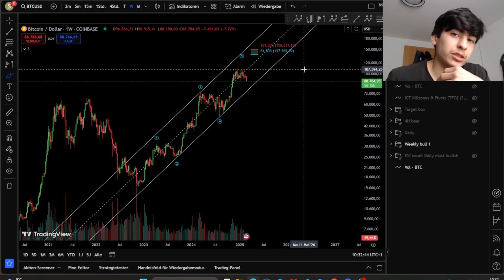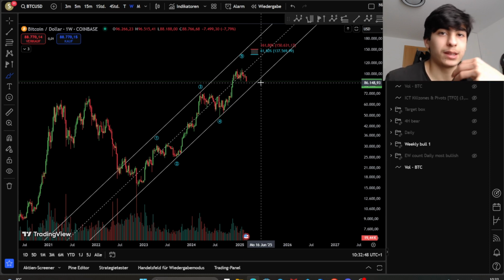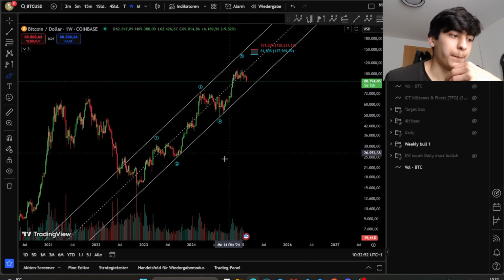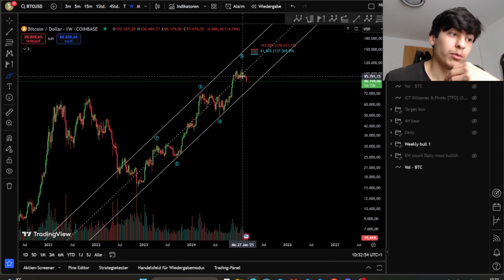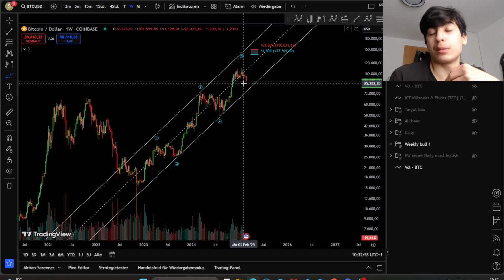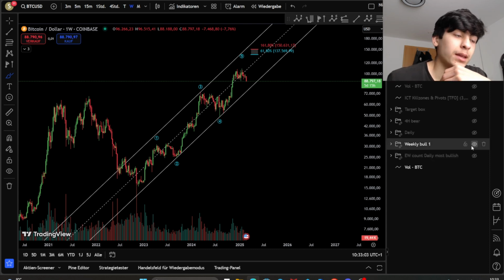Now, this correction can be pretty brutal, as most commonly it goes between 50 and 60%. So yes, it will be a next bear market. But whether we are already at the beginning of it, or if we still have some upside to come, that is what we will check now on the daily time frame.